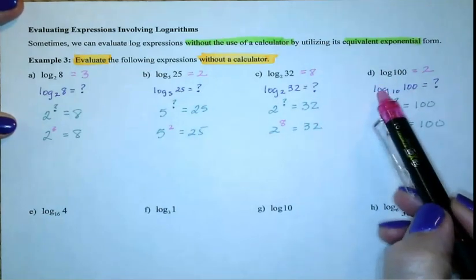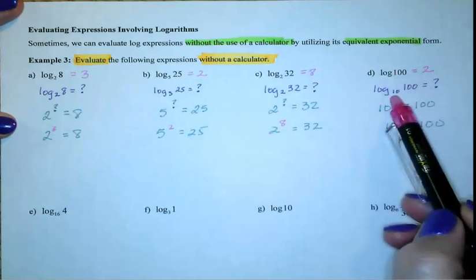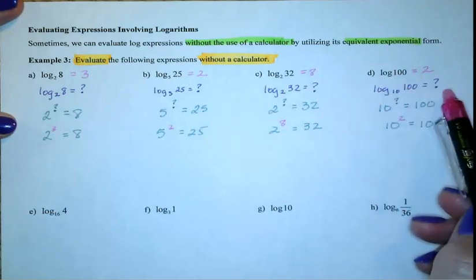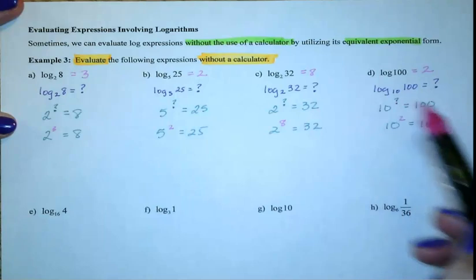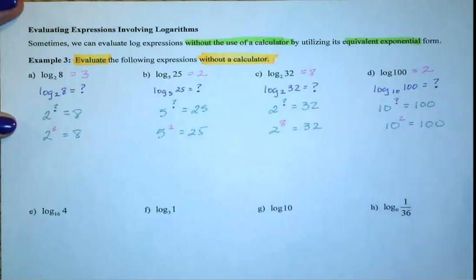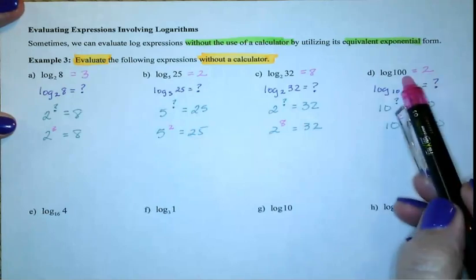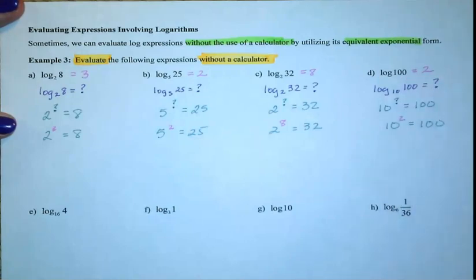So here we have log, and I don't see a subscript, so technically it's base 10 of 100 equals something. So 10 to the something equals 100. So what does that have to be? Well, we know that 10 squared equals 100. So log of 100 has to be 2. And so it's using equivalent expressions, changing its form.